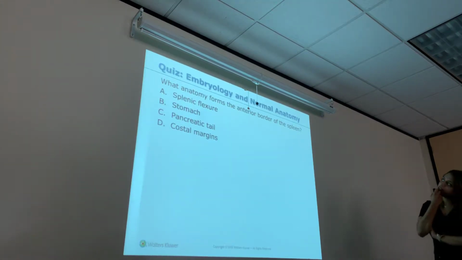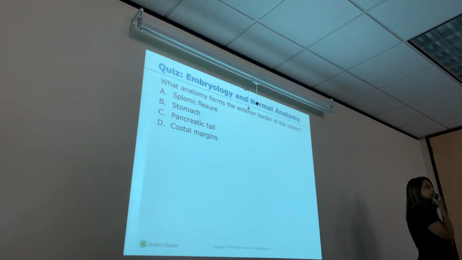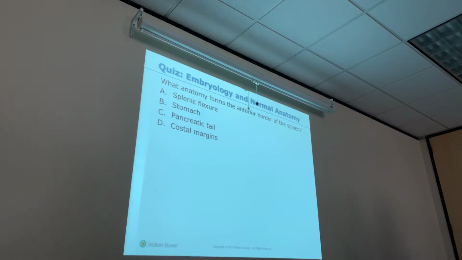Okay. Which anatomy forms the anterior border of the spleen? Stomach. Good. Anterior border of the spleen. So it's located anterior. Stomach. What, stomach? Yeah. No, stomach is anterior. Oh. Okay. Posterior would be your kidney. The left kidney. Yes, left kidney, correct.